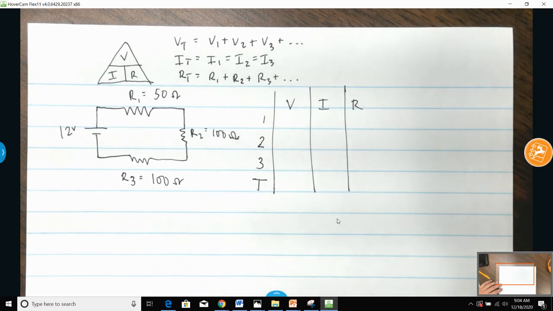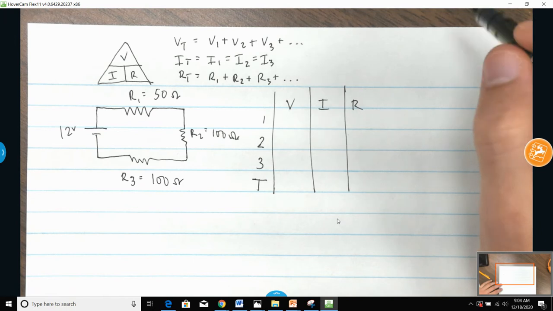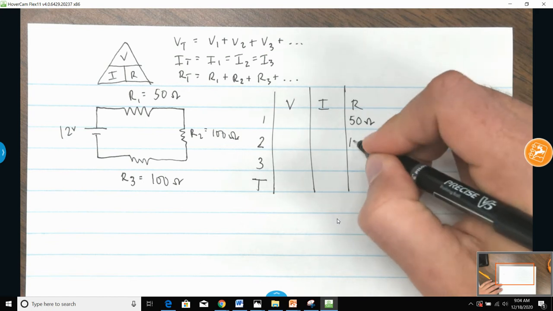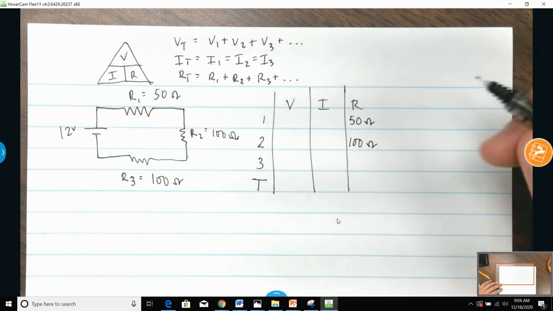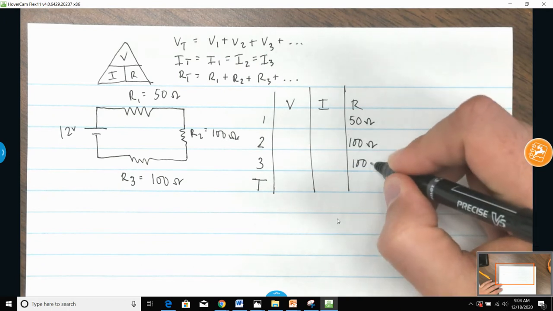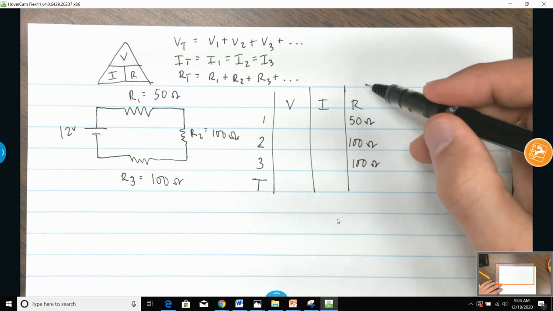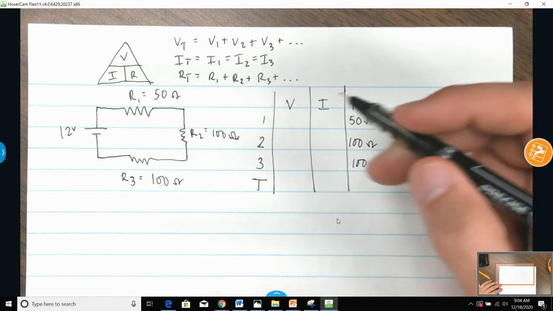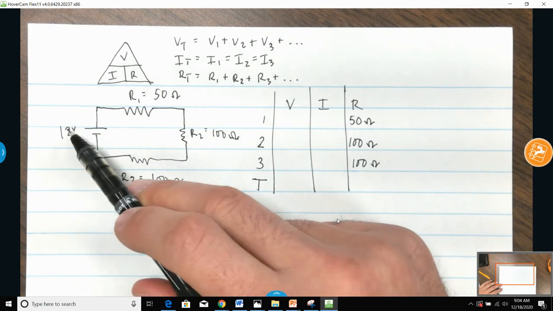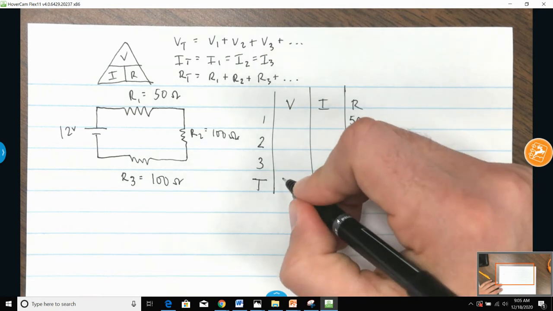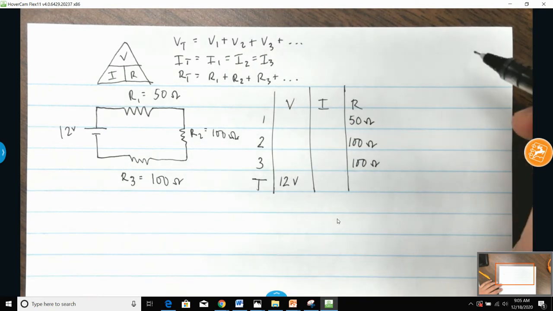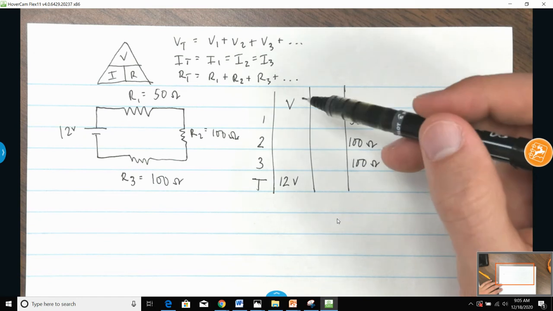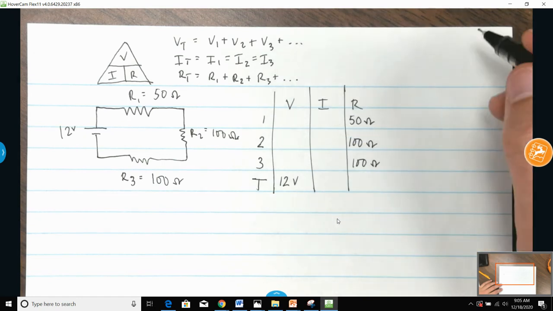So what you've got to do is fill in all your given information. The only given information we're given are the resistor values. R1 is 50 ohms, R2 is 100 ohms, and R3 is also 100 ohms. What else are we given? We're given the battery of 12 volts. Whenever you're given the battery, guys, that is your total voltage. So in this case, we've got 12. Now we have to figure out the total current, the current going through resistors 1, 2, and 3, and the voltage drops across resistors 1, 2, and 3, plus the total resistance.